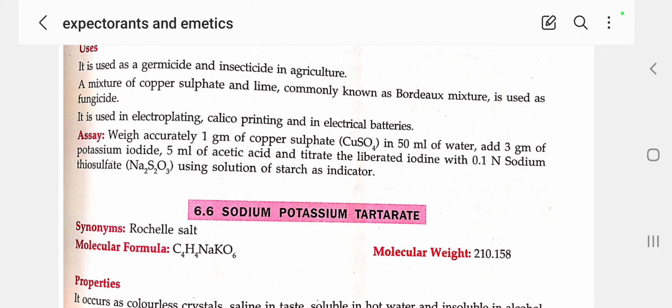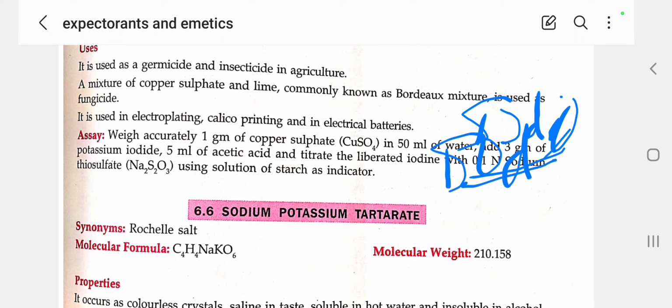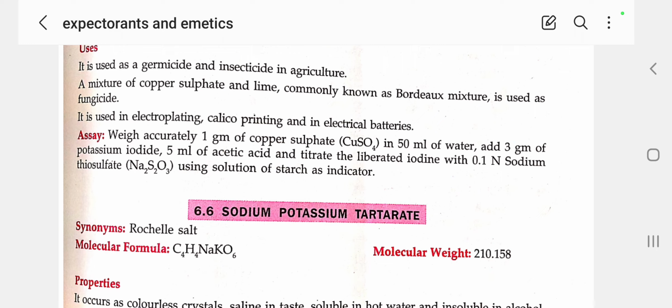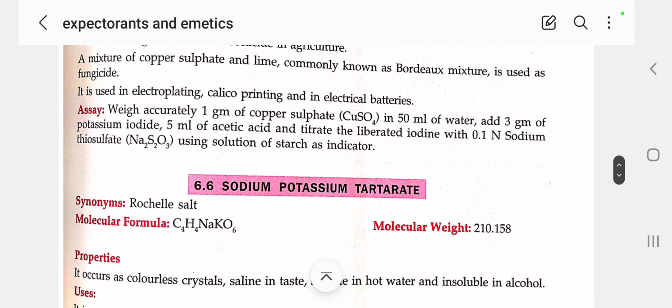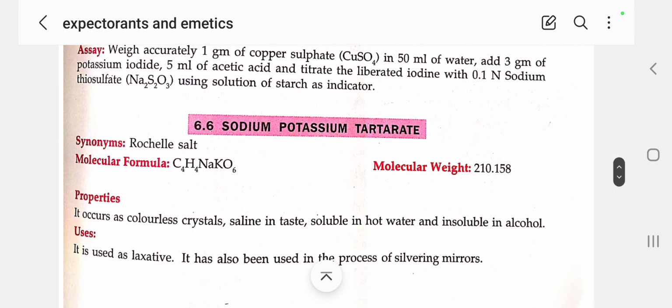Using starch solution as indicator, you already studied the difference between iodometry and iodimetry. You may notice whether this comes under iodometry or iodimetry. Where we treat with iodine and titrate with sodium thiosulfate comes under iodometry. I think you have much more knowledge about the iodometry or iodimetry method of assay. Okay, next we'll see about sodium.